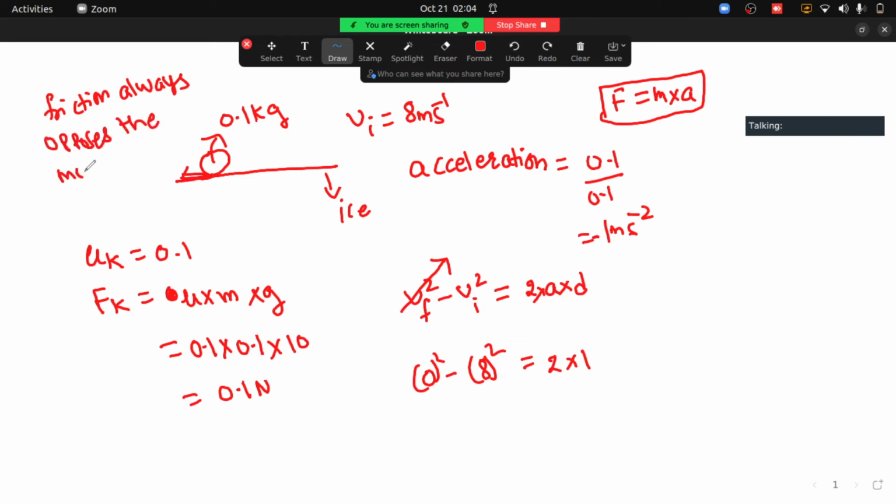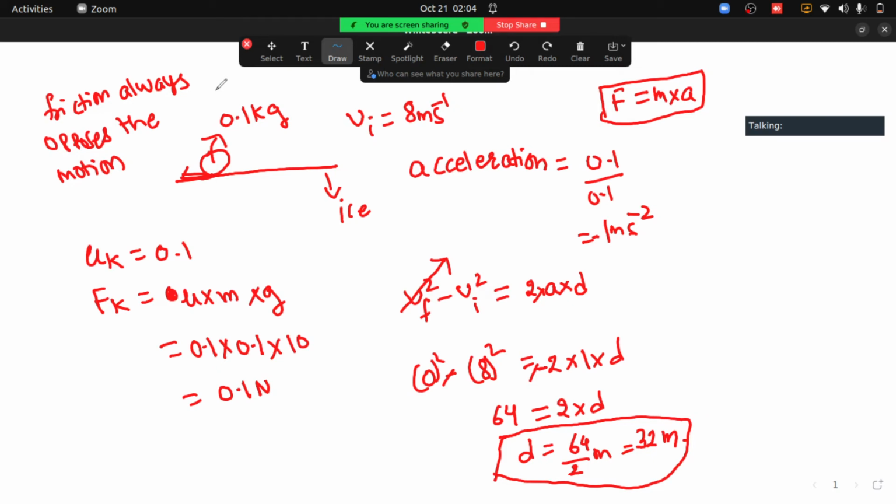Okay. So we are considering acceleration to be negative, times distance. So this negative is going to get cancelled, and 8 square is 64 equals 2 times the distance traveled. From here you're going to get d equals 64 upon 2 meters. And what's this value? It's 32. It's 32 meters. Yeah. So this is all about this question.